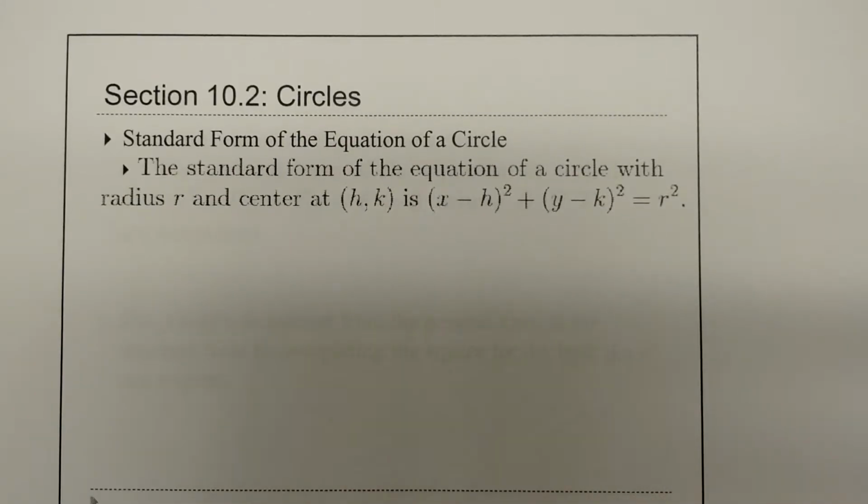Here you have the standard form of the equation of a circle. The standard form of the equation of a circle with radius r and center at h comma k is (x minus h) quantity squared plus (y minus k) quantity squared equals r squared. The number on the right-hand side is the radius squared. H and k appear with the x or y, but they are the opposite of what they appear to be.